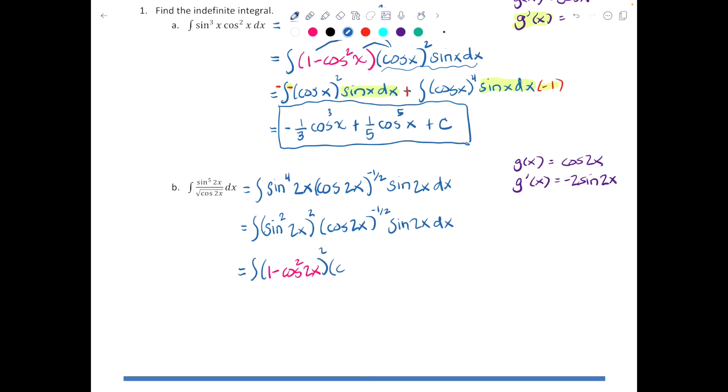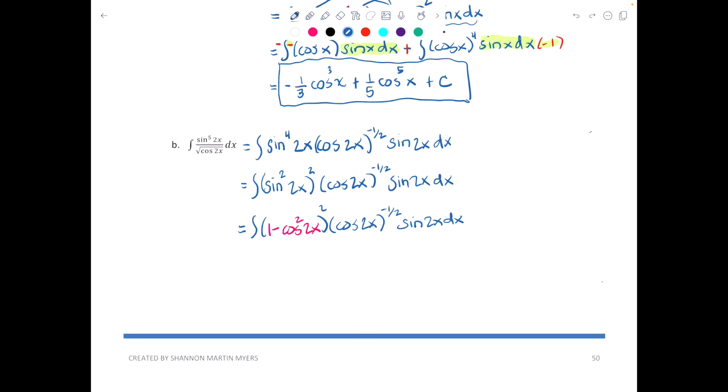And then times cosine at 2x to the negative 1/2 times sine at 2x dx. And expanding, we will have 1 minus 2 times the product of the ends. So 2 times cosine squared at 2x, and then plus the cosine to the 4th at 2x. So that's cosine squared at 2x, the quantity squared. And that's going to be times cosine at 2x to the negative 1/2 times sine at 2x dx.